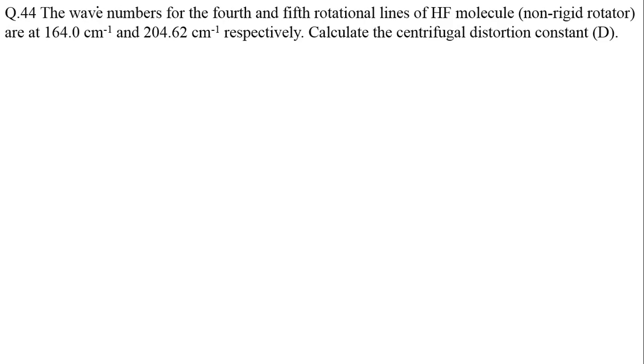So here, the wave numbers for the fourth and fifth rotational lines of the HF molecule, which is a non-rigid rotator, are 164.0 centimeter inverse and 204.62 centimeter inverse. Calculate the centrifugal distortion constant D.